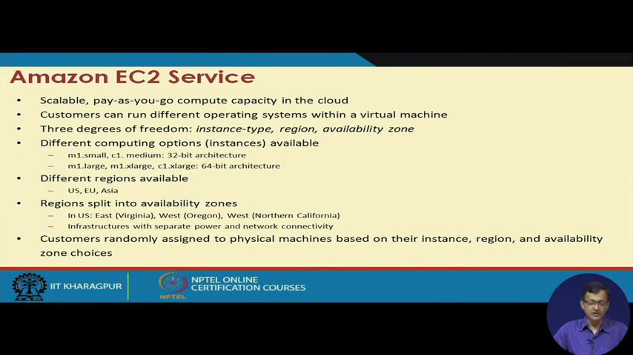They have not only different power lines, meaning they are not on the same power backbone, so they are not subject to failure if there is a power failure in one instance, and their network is also likely different. That means the IP block used in one will be different from the other. Customers are randomly assigned to a physical machine based on their instance, region and availability zone choices. So, the customer has the option of making a choice, and based on that they are given a different machine.